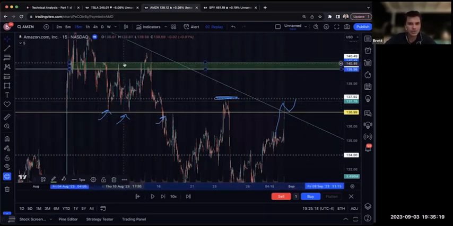It's not a beautiful resistance. It's not perfect at all. But I do know that if we pump into it, we're probably going to see a reaction off 140. So I know if I'm in calls, I'm scaling out at 138 and I'm scaling more out at 140, right?